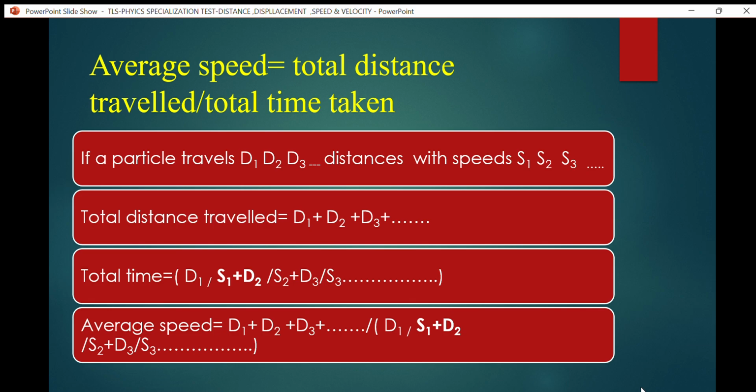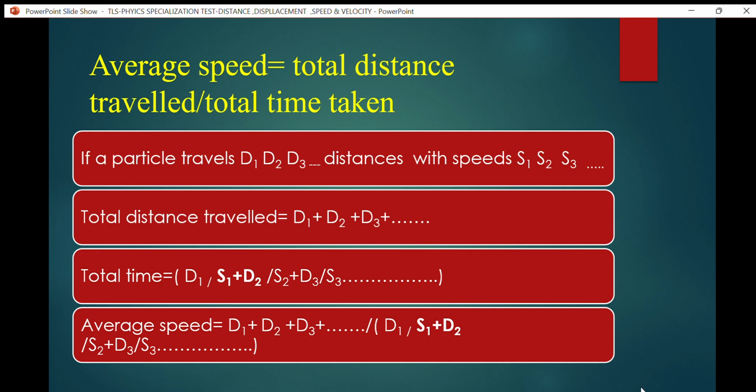The next one is average speed. So many times you know that the objects are not moving with a uniform speed. So average speed is very important. The average speed formula is given by total distance traveled by total time taken. So first, in order to calculate average speed, you should know what the total distance traveled is and what the total time taken is.